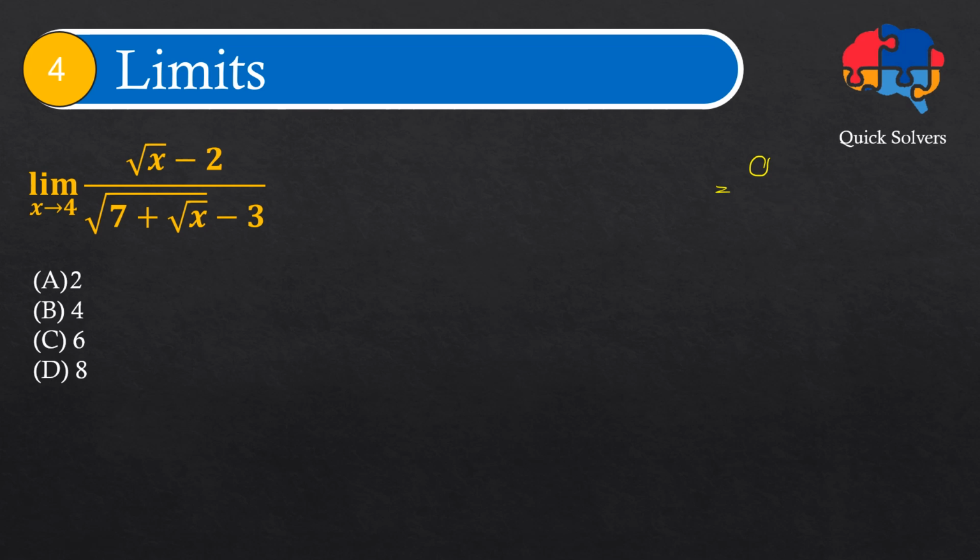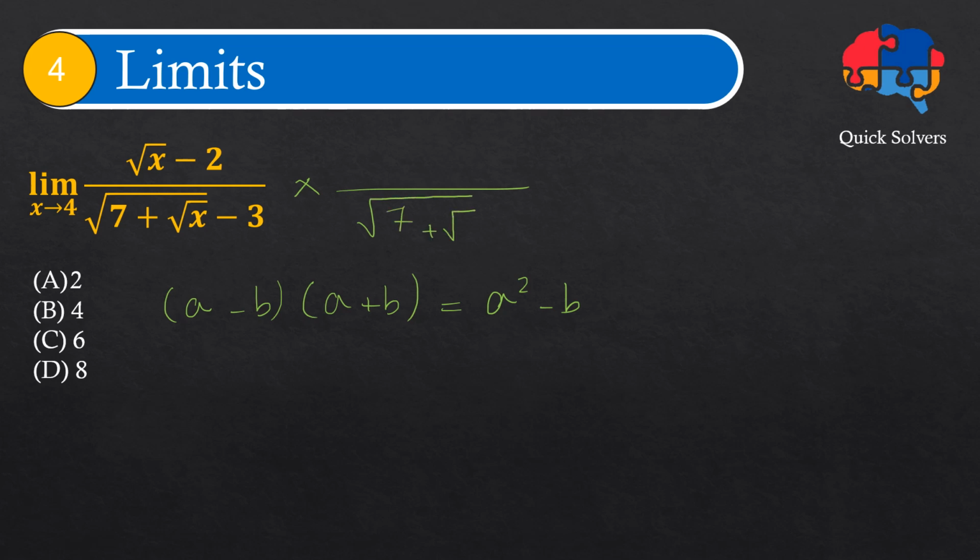So I should try another way, and here I will try multiplying this part by its conjugate. If we have a minus b, then its conjugate is a plus b. And if we do the multiplication, we will get a squared minus b squared. So here its conjugate is square root of 7 plus square root of x plus 3, and in the numerator we have square root of 7 plus square root of x plus 3.